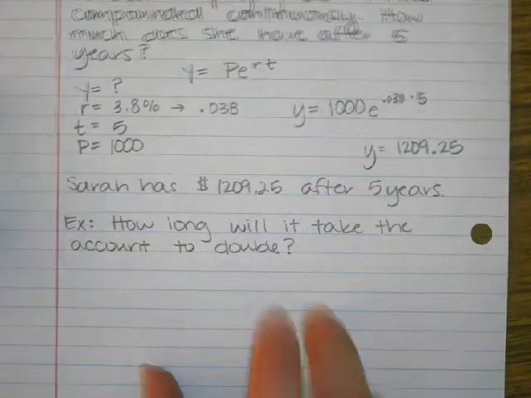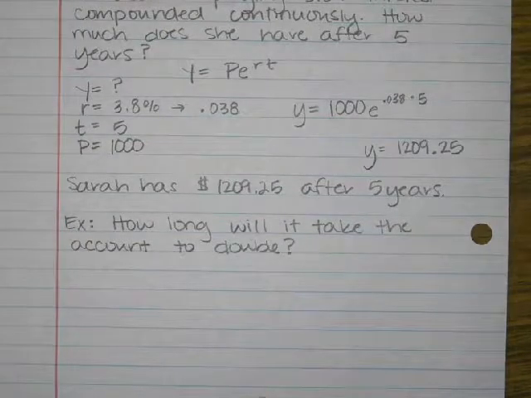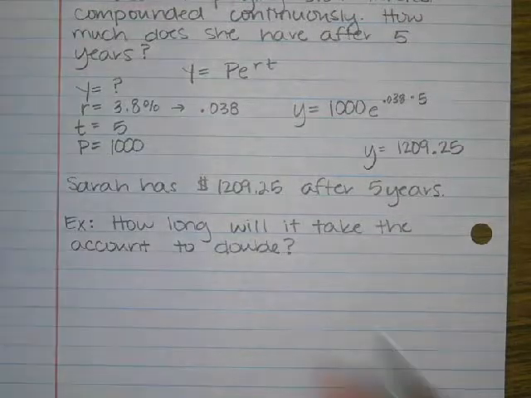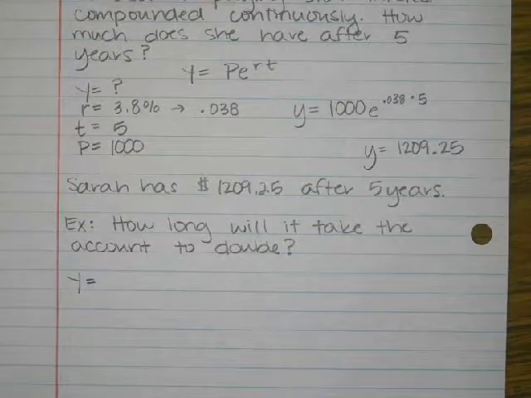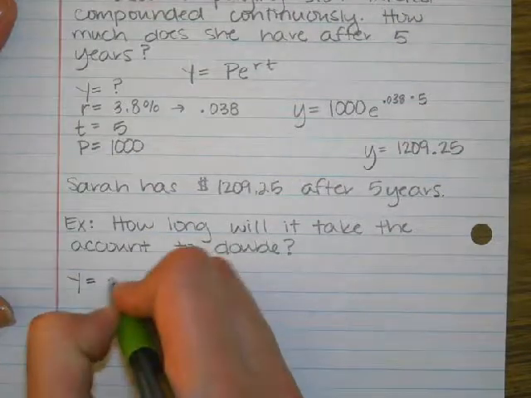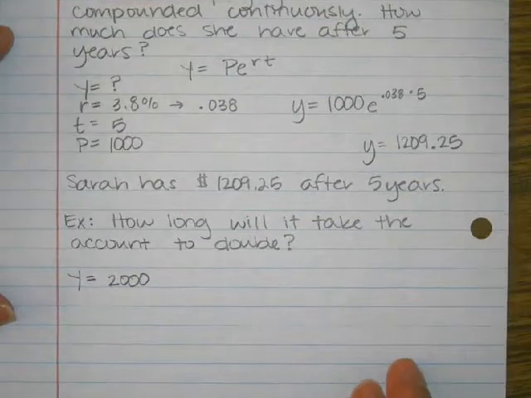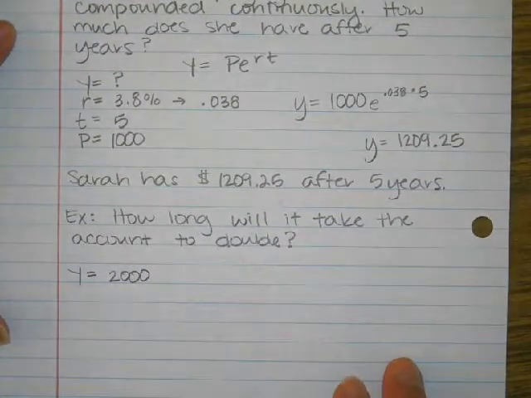Yeah. 2K. So they were kind of weird about this one. They just said double. You gotta figure out what double means. So we know what the end amount is. They just kind of made it secret. You got to think about it. So if you want your money to double, then how much money should it be? 2,000. She started with 1,000. She wants it to double, so she wants 2,000.